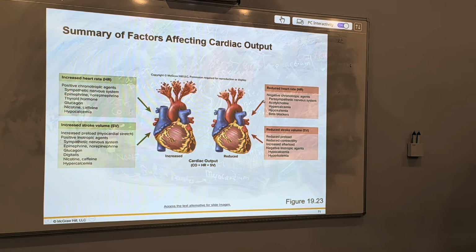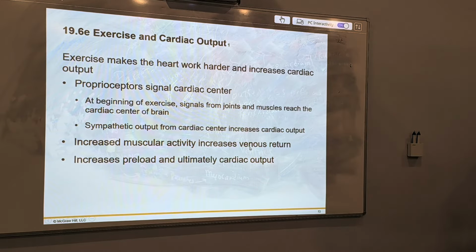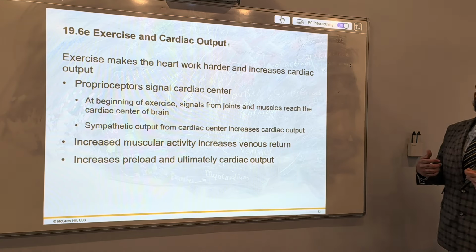Reduced heart rate is negative chronotropic agents. This is parasympathetic nervous system, acetylcholine. Reduced stroke volume, reduced preload, and reduced contractility. So exercise is important in lowering the heart rate and lowering the blood pressure, and it increases the muscular activity, increasing the venous return. And exercise is important to prevent blood clots.